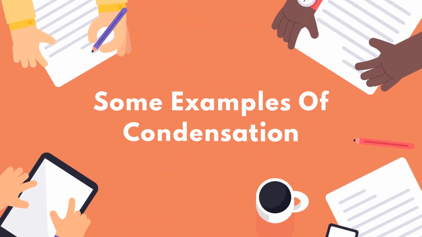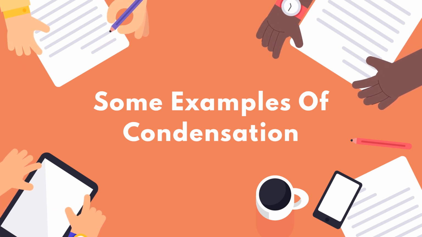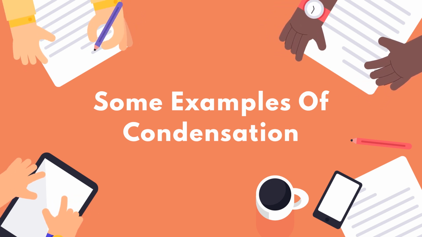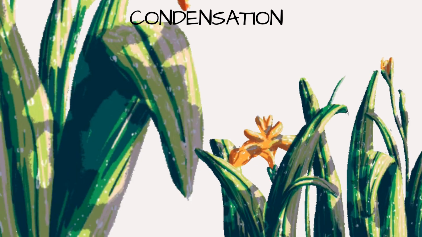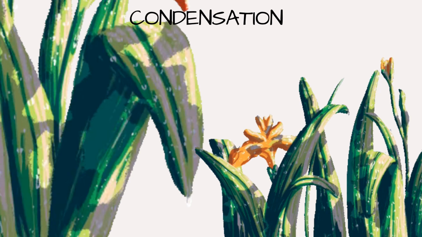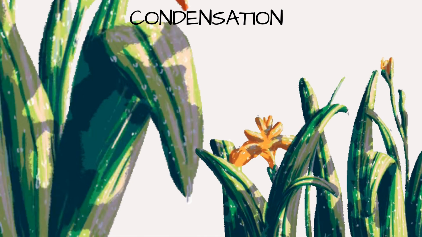Some examples of condensation. A common example of condensation is the formation of dew. Let's find out how it's formed. Have you ever noticed thousands and thousands of glittery water droplets on your cars, plants, leaves, windows, grasses, etc. on a cold morning? Those droplets are nothing but dew. So, what is dew? Dew is the water present in the air.